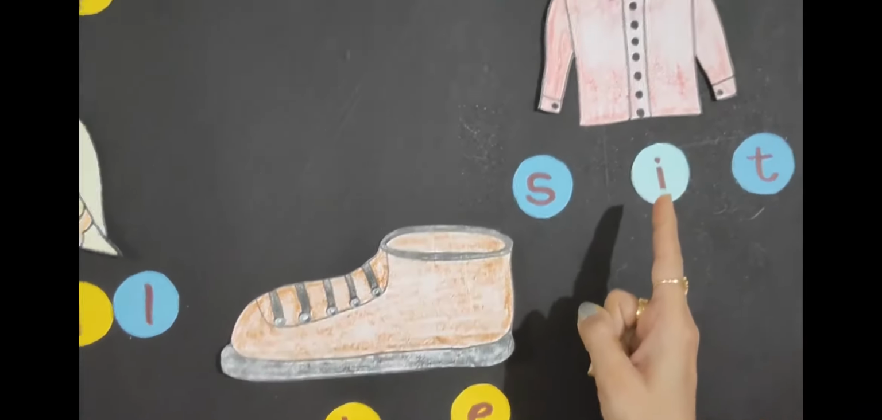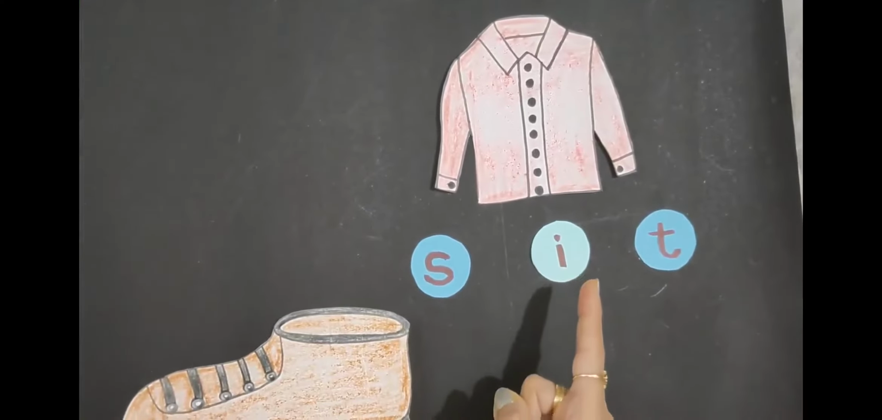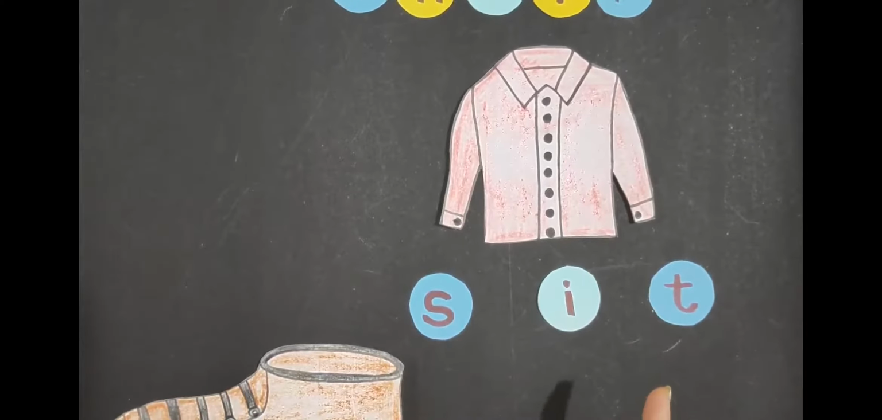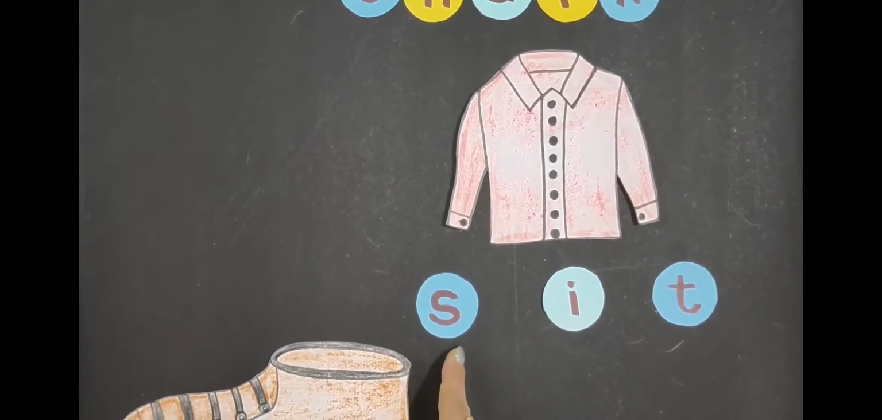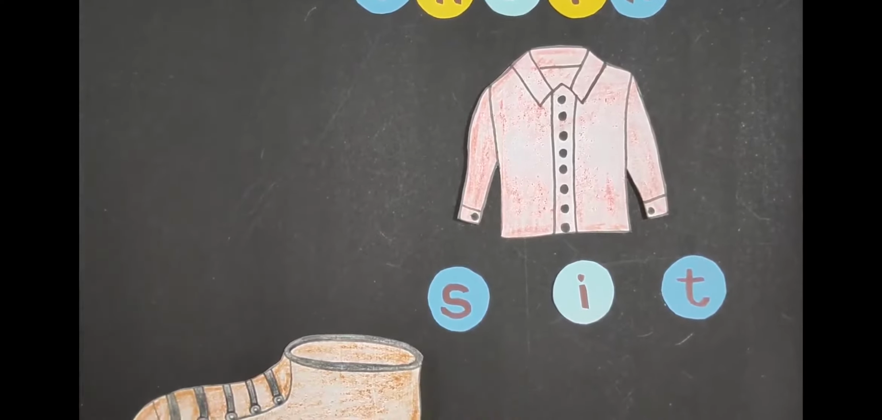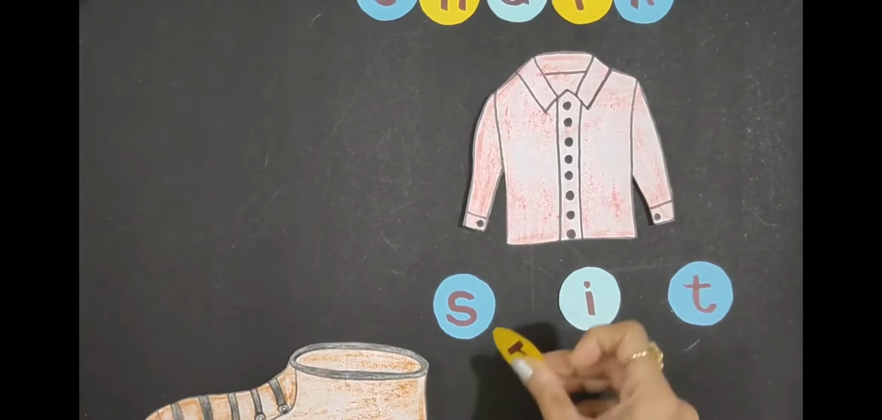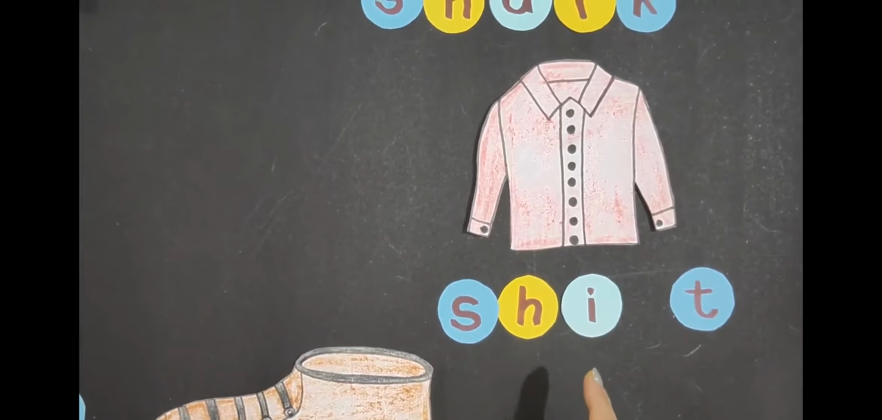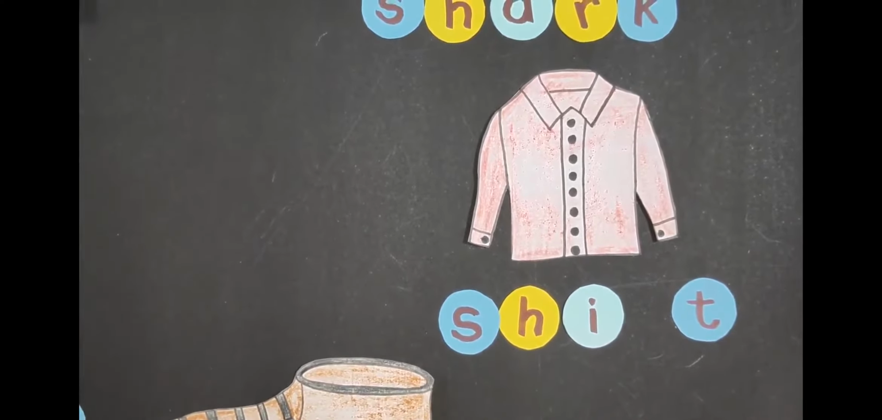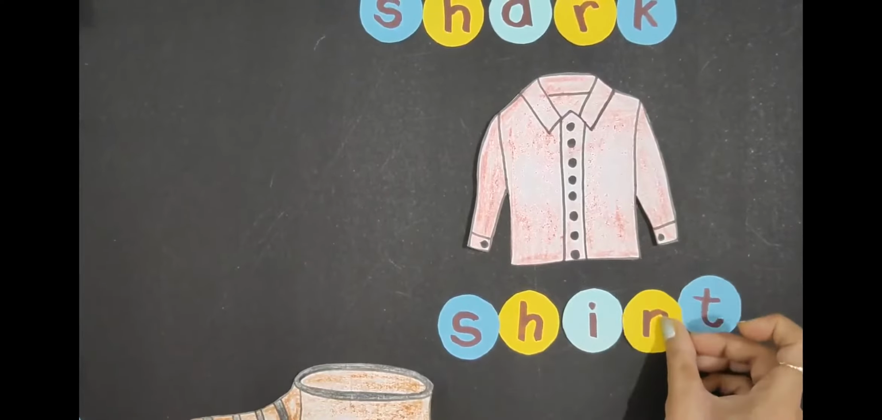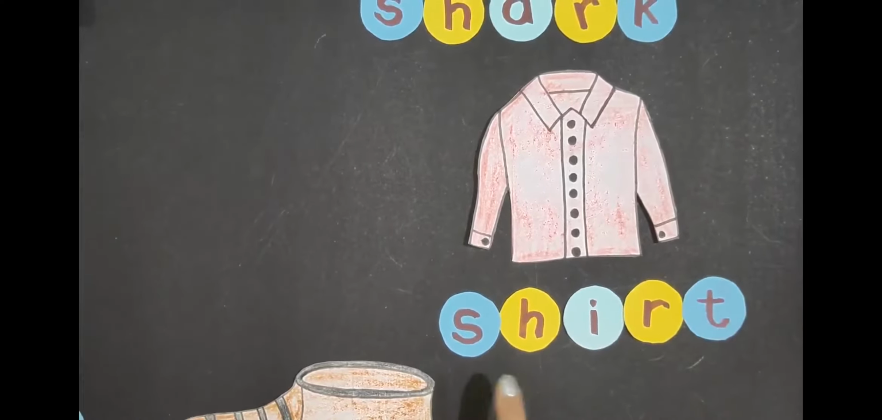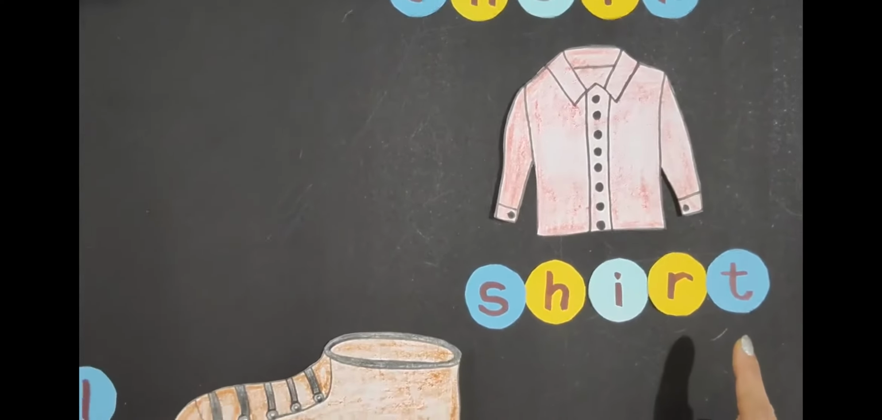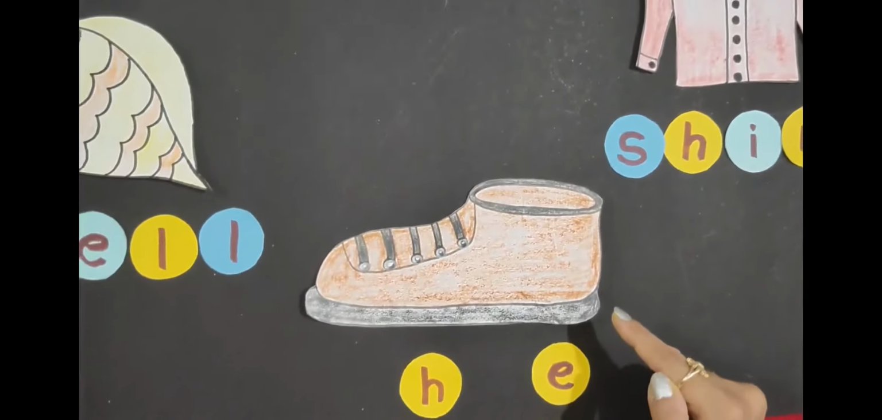Now next picture. This picture is of shirt. The spelling of shirt is S-H-I-R-T. Shirt. S is already here. Now which letter will come next? Yes, it's H. I is there. Now what comes after I? Yes, it's R. S-H-I-R-T. Shirt.